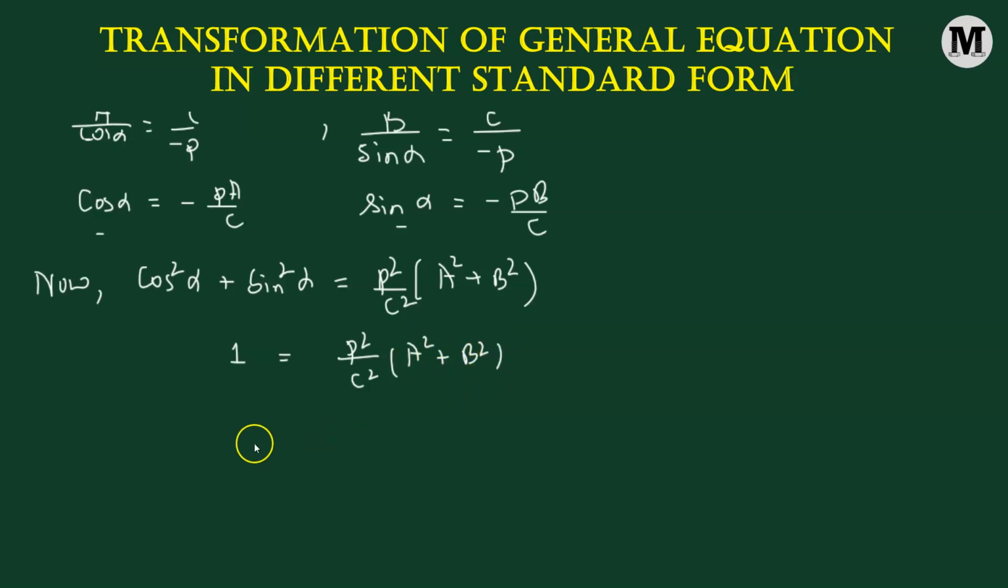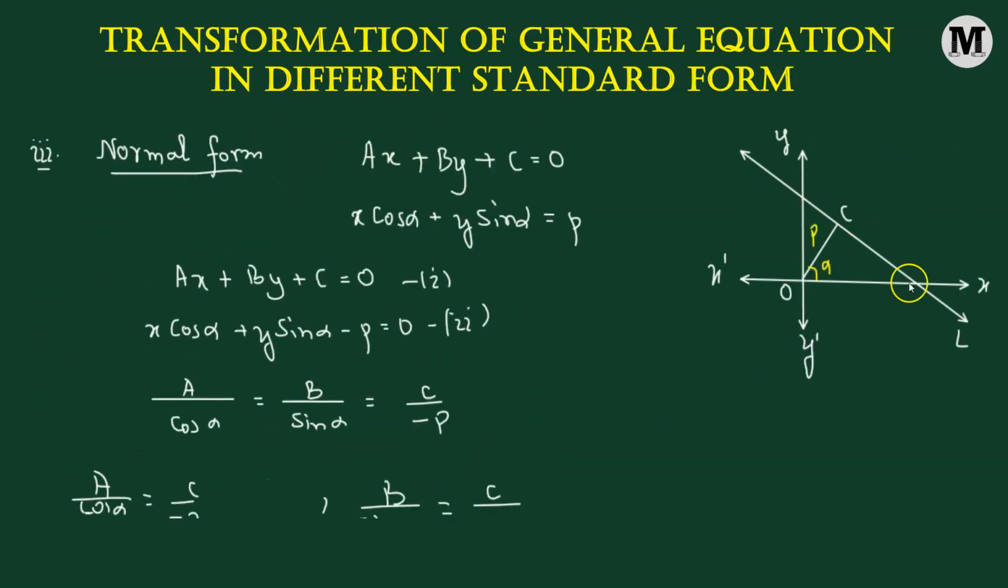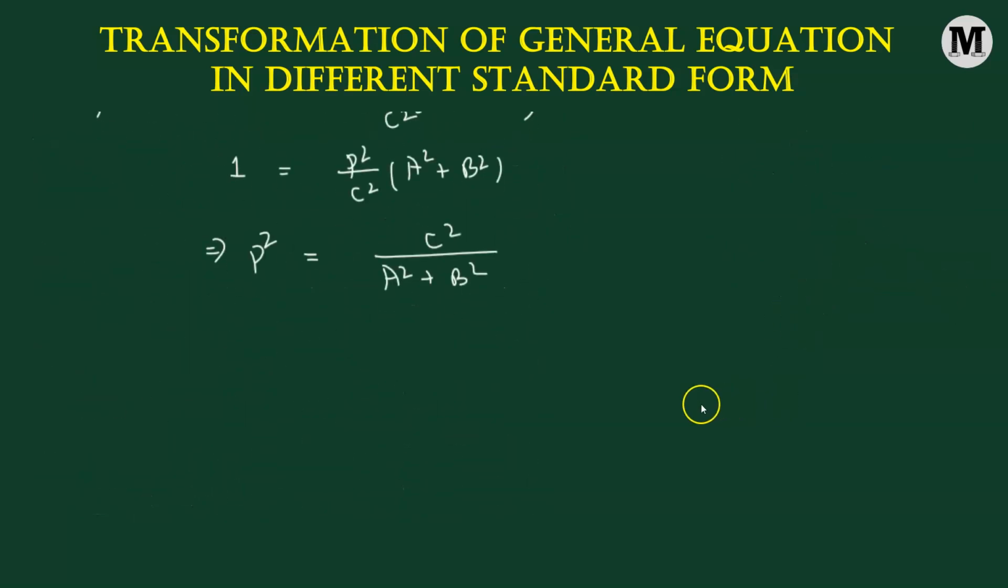Fine. Now from here, we'll take out p squared. So p squared comes out to be equal to c squared over a squared plus b squared. Now p is the perpendicular distance of the line L from the origin, and since a distance is always positive, we're going to take the positive square root on both sides. So p comes out to be equal to c over the square root of a squared plus b squared. Fine, so we have obtained the value of p.